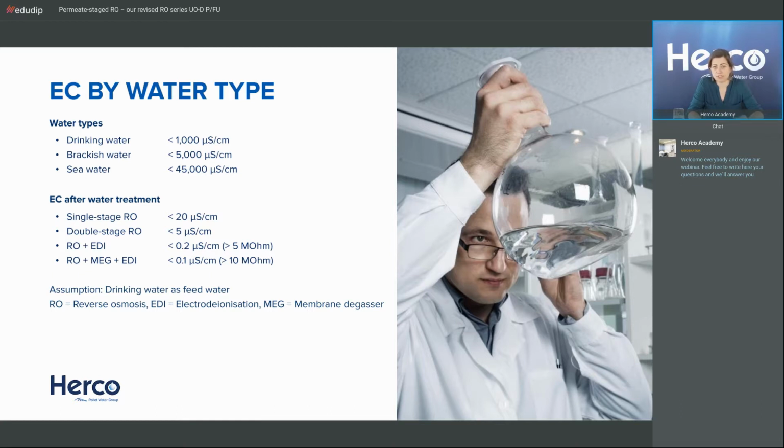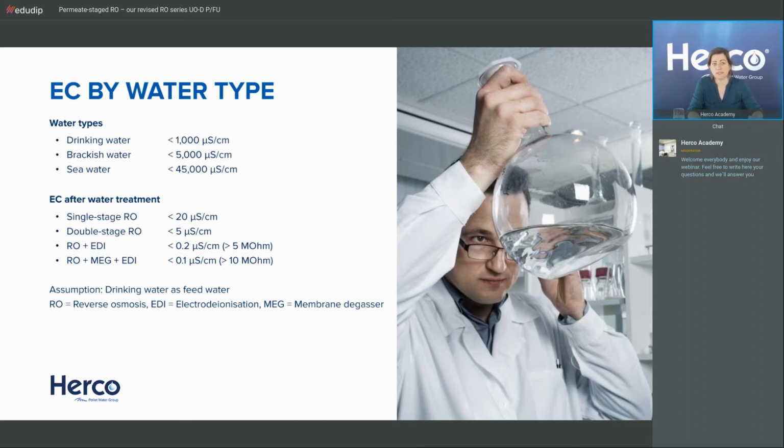If that is not sufficient, because you have stricter requirements, the easiest option is, for example, to use high rejection membranes. Then you go down a little bit more. Or if you need less than 5 microsiemens per centimeter, to use a double stage RO. We call that a permeate staged RO, and this is the unit we're going to talk about in this session.